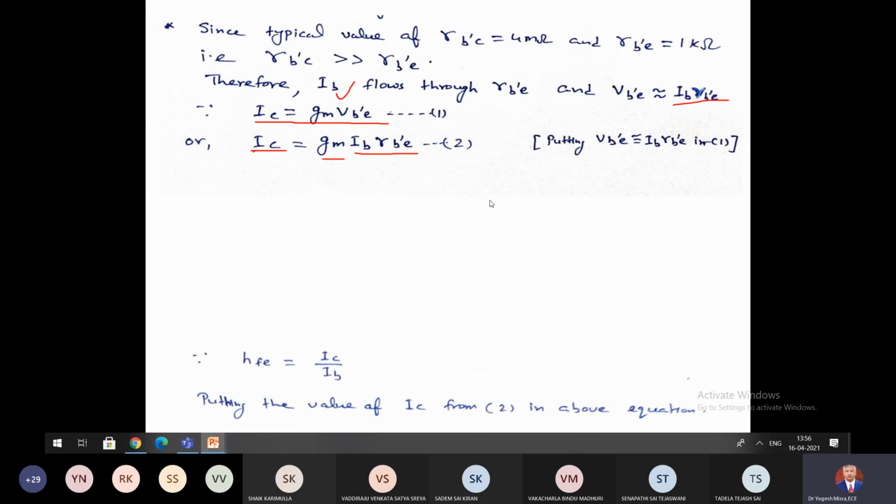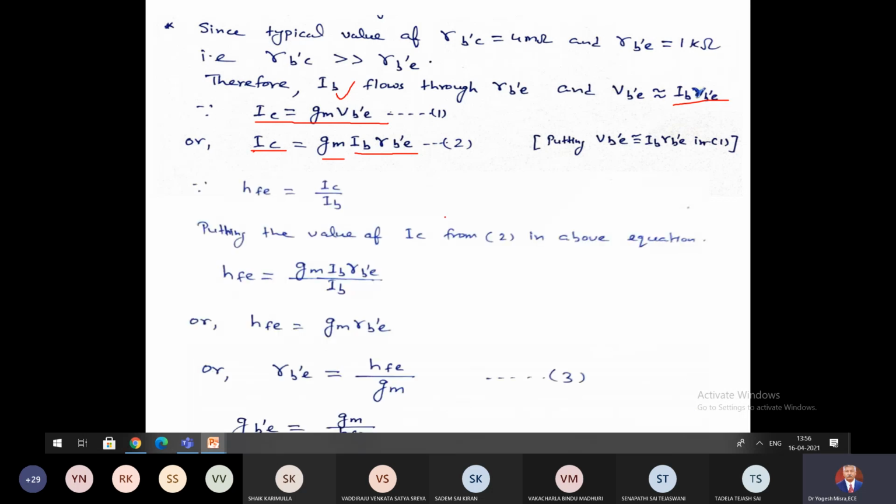Now HFE, what is HFE? HFE is current gain. So current gain means output current by input current. Output current is IC and input current is IB.